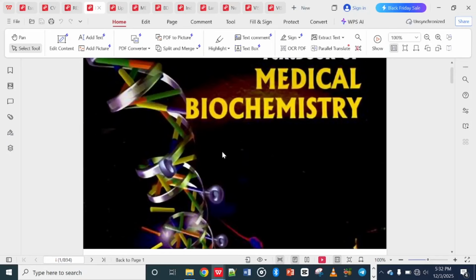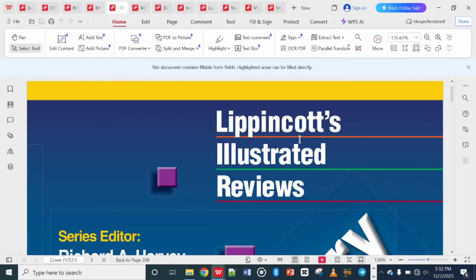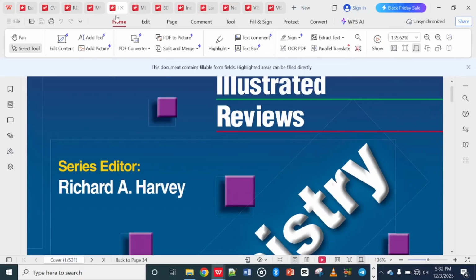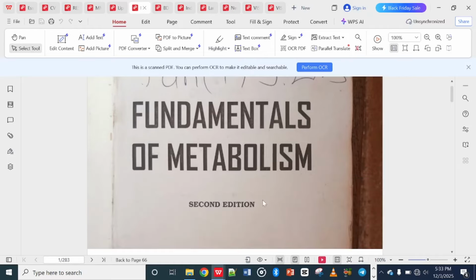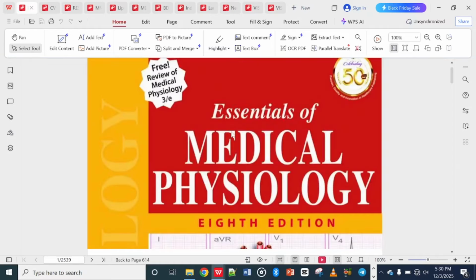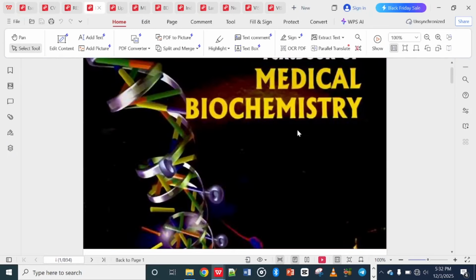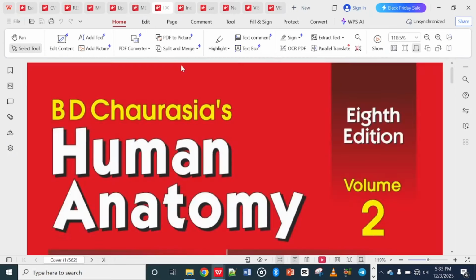The other textbook I use is this Lippincott Biochemistry. I use this also, and I use this other textbook, Fundamentals of Metabolism. So I've already explained physiology and also biochemistry. The last but not the least, these are the textbooks I use for anatomy.